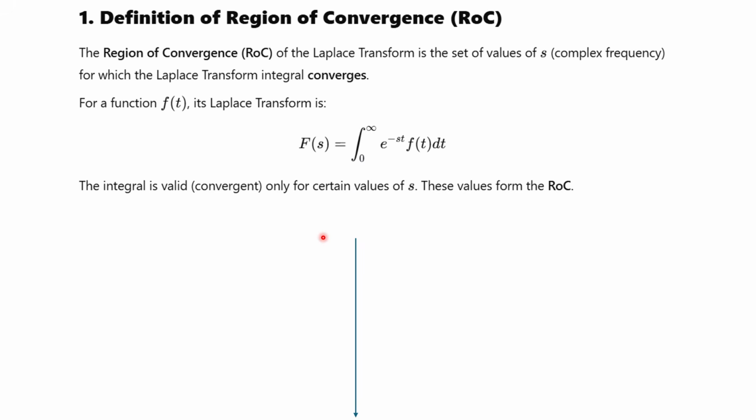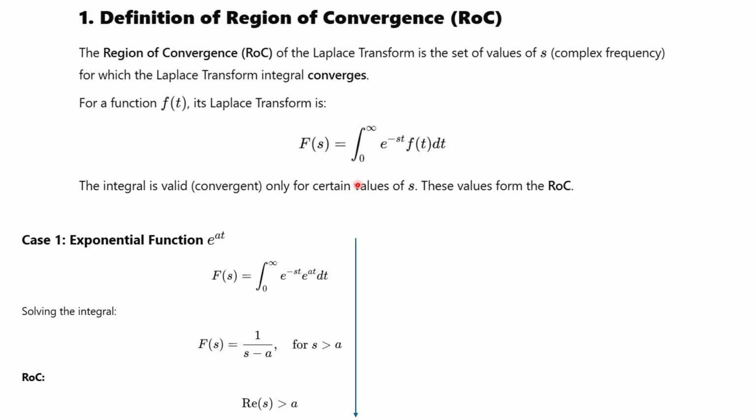Okay, so now we will talk about the region of convergence. The region of convergence of the Laplace transform is the set of values of s for which the Laplace transform integral converges. So what are the possible values of s? That will be the region of convergence. The integral is valid and convergent only for certain values of s. It will not be valid for all.